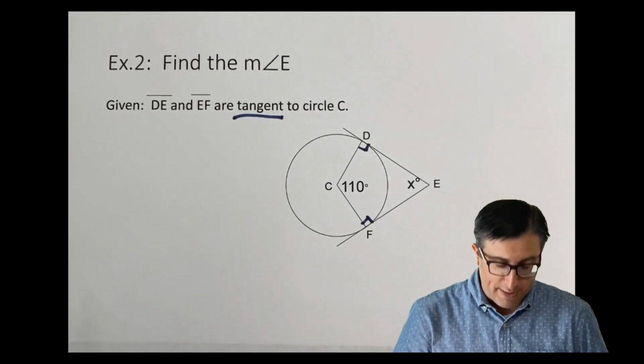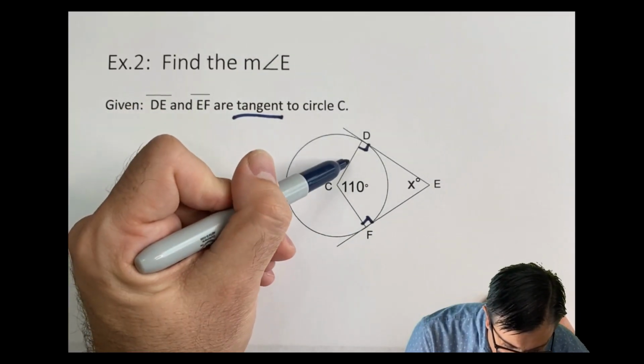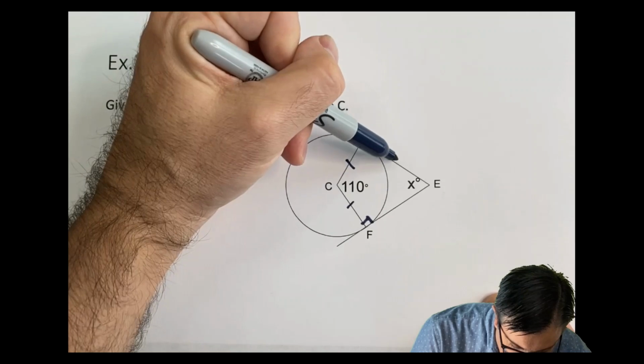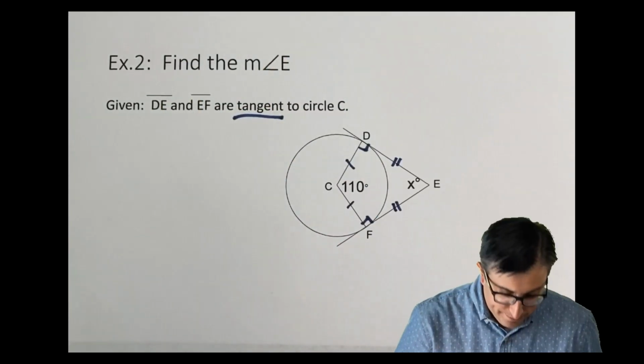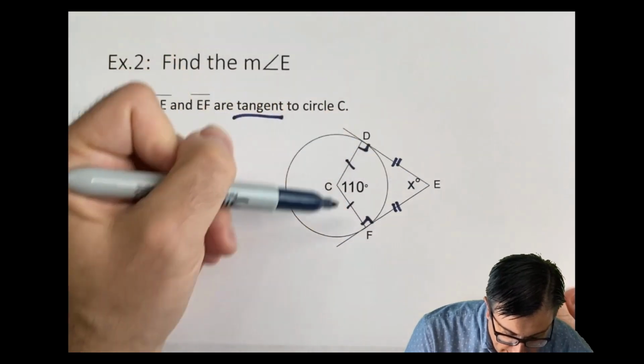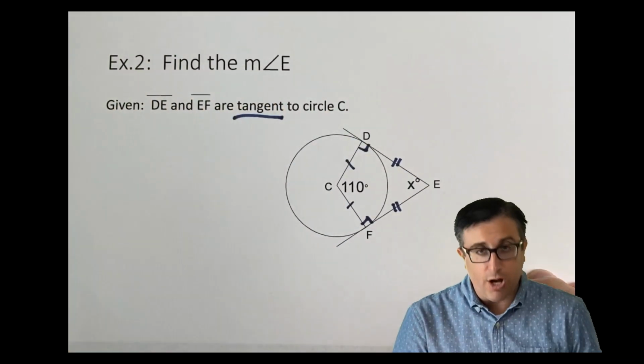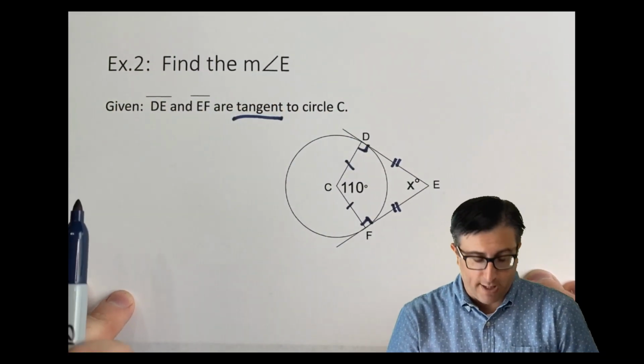Hopefully you said that shape is a kite. It's a kite because this and this are equal, and we find out later on that these two are equal as well. Since this is a kite, we know that there's 360 degrees in any quadrilateral.